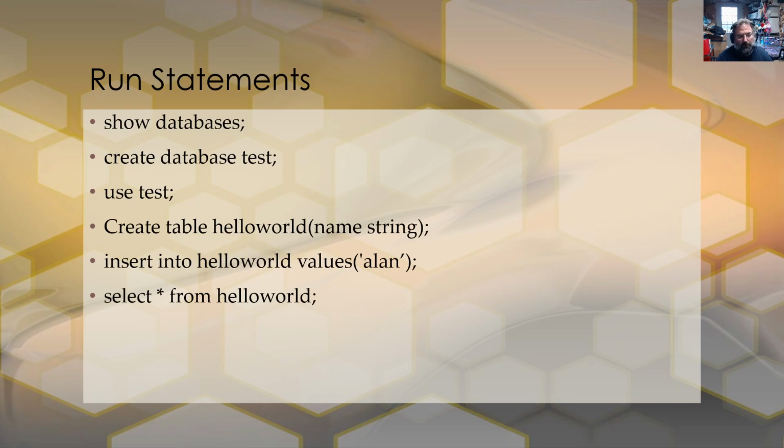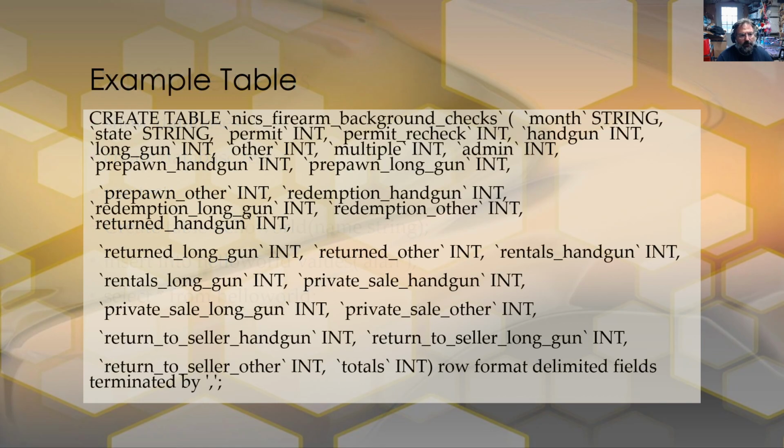But once you get a healthy instance of Hive, you should be able to do these sort of statements. You can create more complex ones, like using the firearms background check with the schema and all that kind of stuff. Notice that's the backwards tick. It's not a single quote.